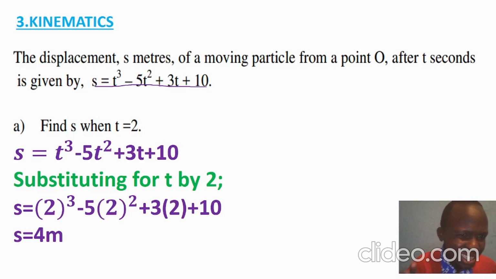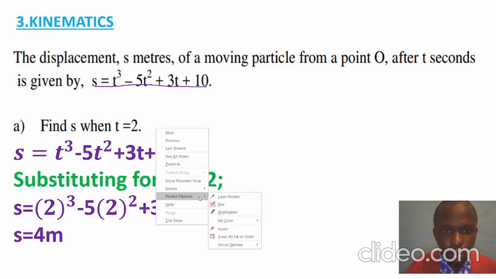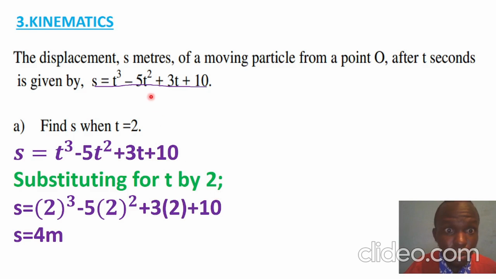What we are asked is to find s when t is equal to 2. In other words, we are just going to substitute the value of t with the 2. So just a simple substitution, like you can see. s is equal to 2 cubed minus 5 times 2 squared plus 3 times 2 plus 10. So where we have t, we use 2 instead, and the displacement is 4 meters.